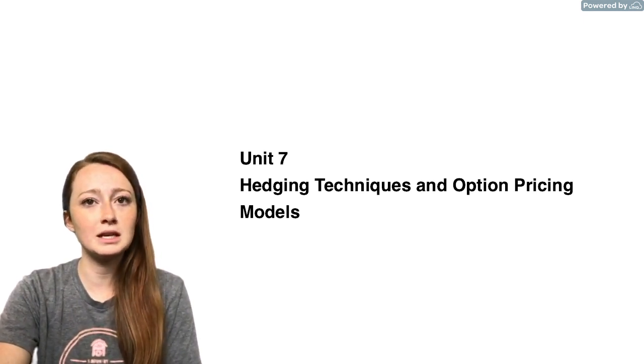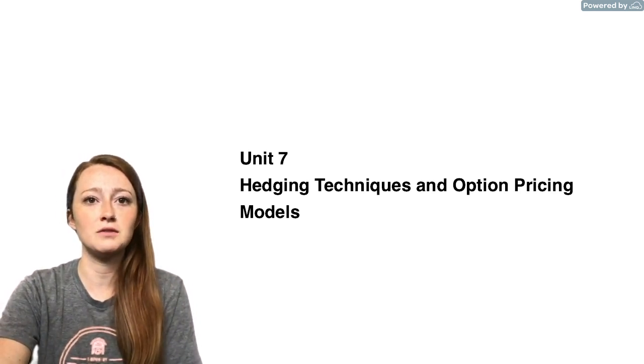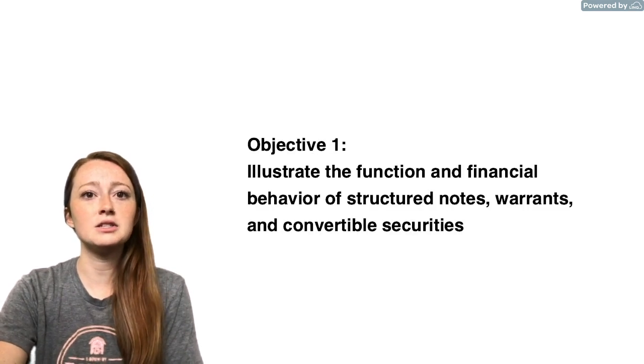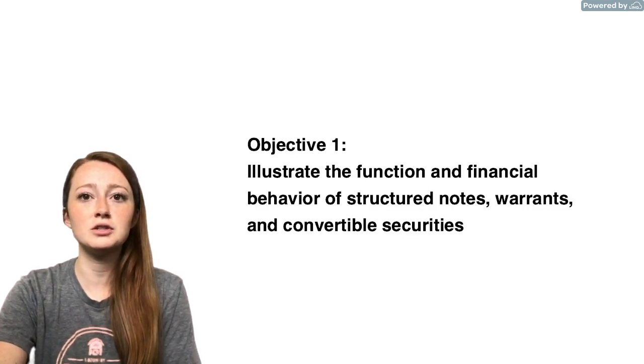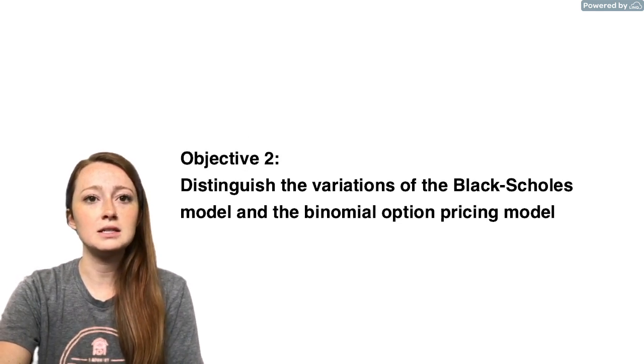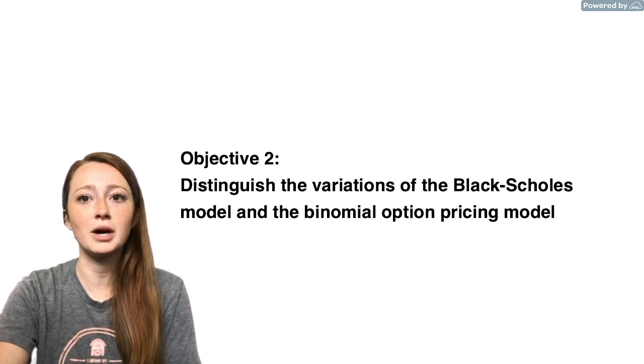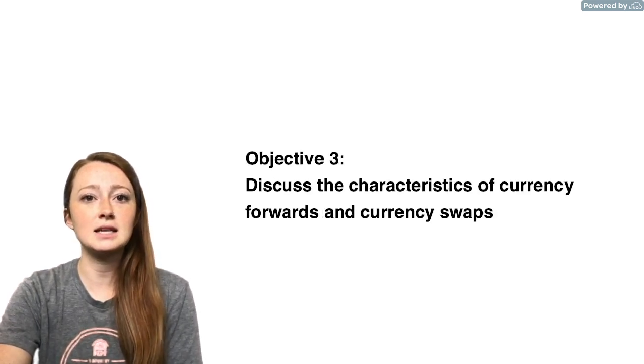Explore the concepts presented above and more as you make your way through the textbook and video resources of Unit 7. Learning objectives. 1. Illustrate the function and financial behavior of structured notes, warrants, and convertible securities. 2. Distinguish the variations of the Black-Scholes model and the binomial option pricing model. 3. Discuss the characteristics of currency forwards and currency swaps. Please continue to Objective 1.